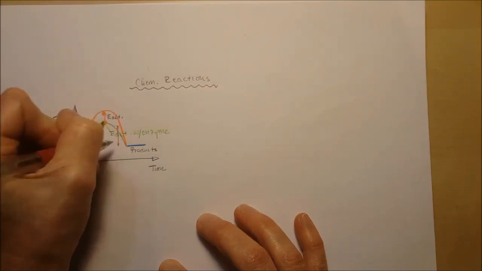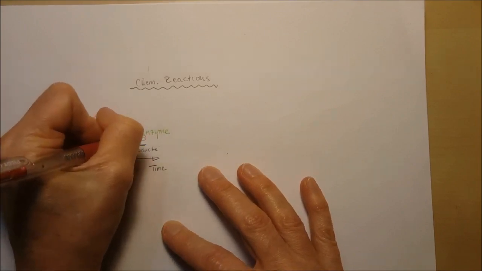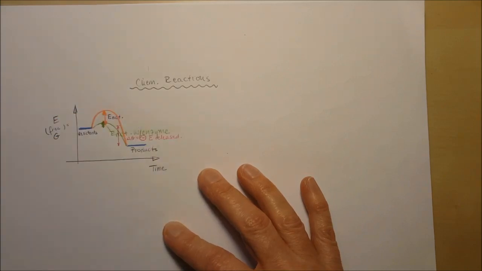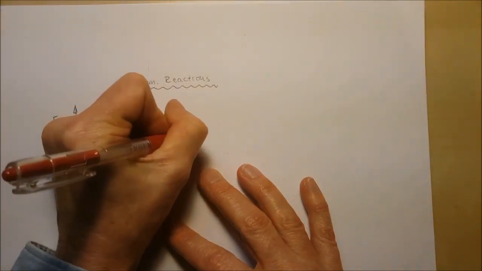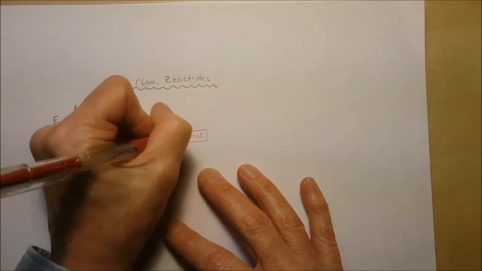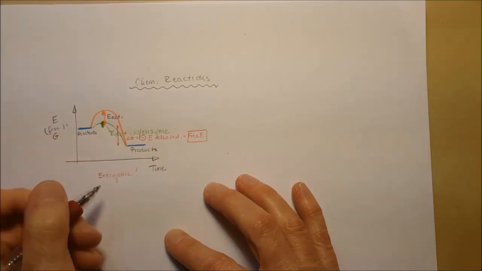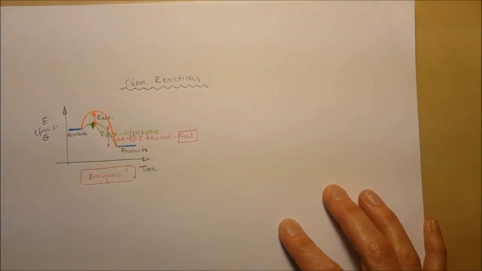So the red arrow represents the energy that is released, the free energy that is available for the system to use for work. This is the free energy part. So this is an exergonic reaction that releases energy.